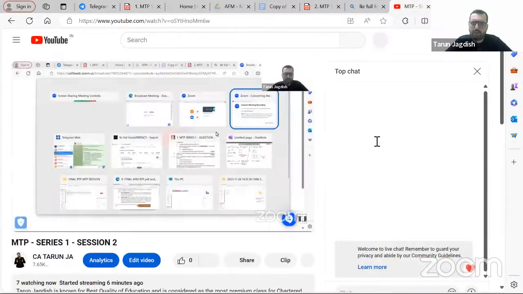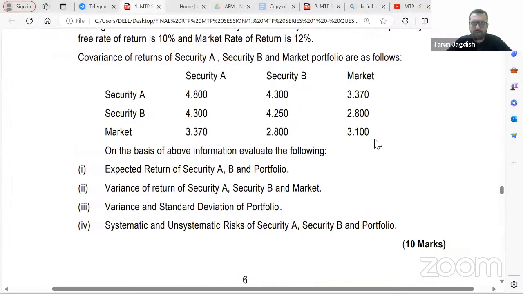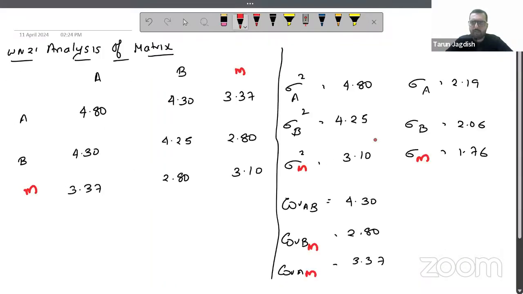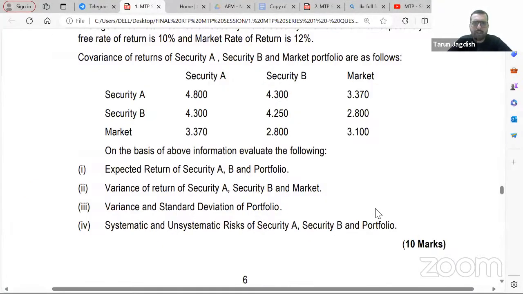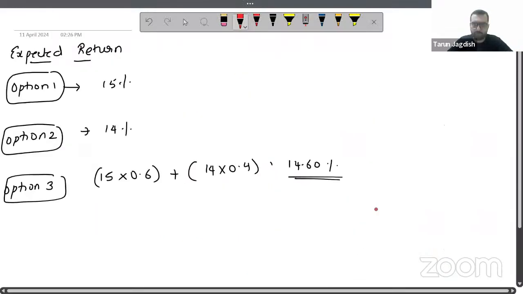We got the variance of A here. Okay, we got the variance of B here. We got the variance of the market. We also got the covariance. So whatever they are asking over here has already been found out by us. Then they are asking the variance and standard deviation of the portfolio.